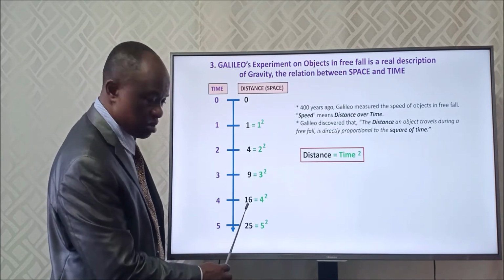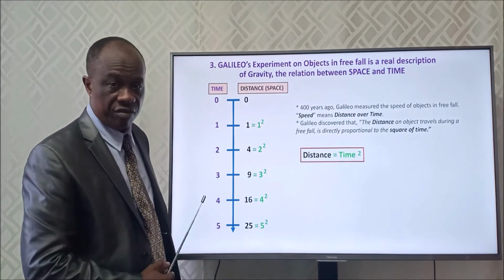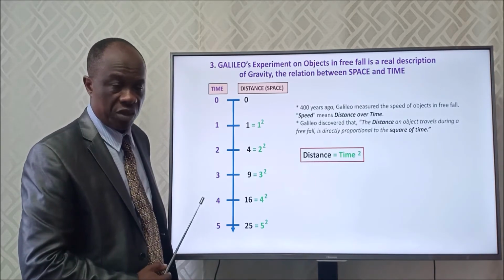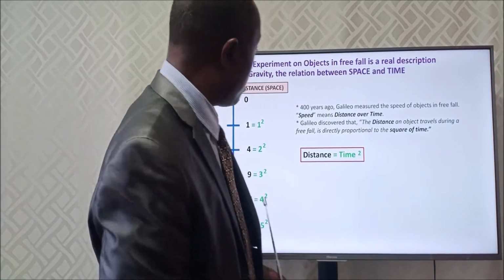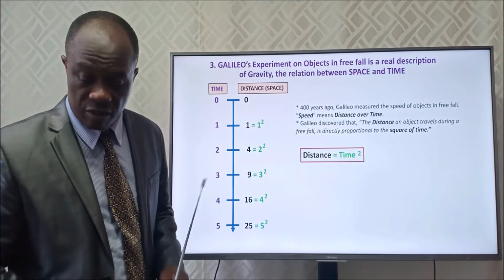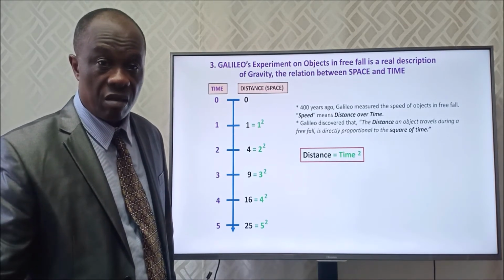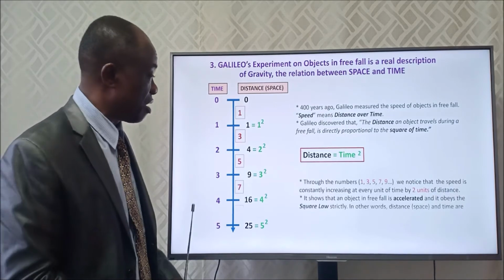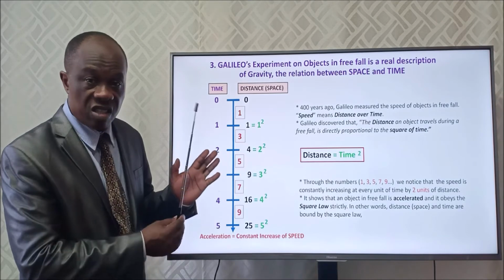4, 16. 5, 25. This is to say that an object in a free fall obeys the square law. And one more thing we have to understand here is the rate of increase in speed.